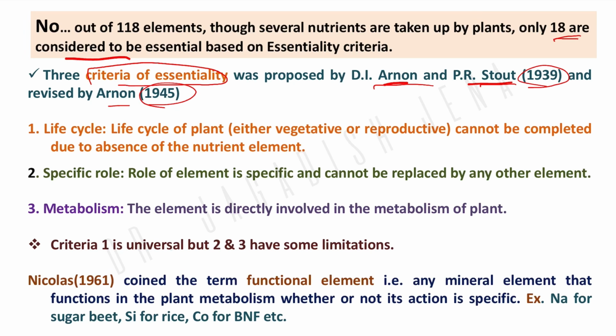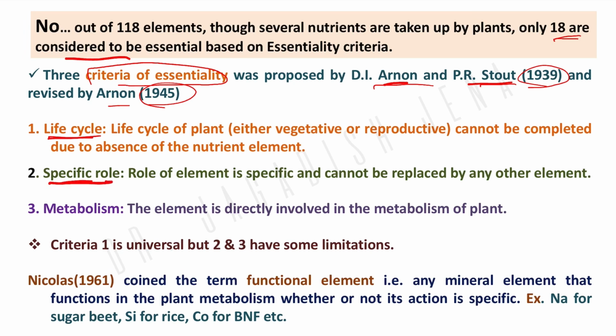First criterion is about life cycle. If that particular nutrient is deficient, the plant cannot complete its vegetative as well as reproductive life cycle. If that particular nutrient is absent or deficient, then the plant will not be able to complete its vegetative and reproductive life cycle. So the plant basically cannot complete the life cycle. So that is the first criterion.